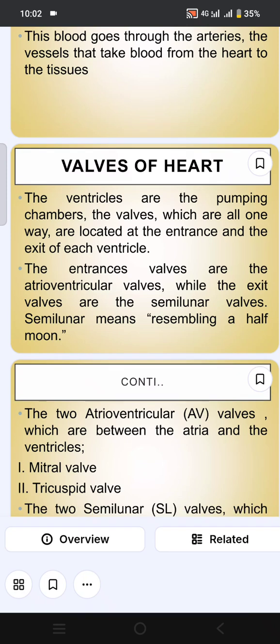Valves of heart. The ventricles are the pumping chambers. The valves, which are all one way, are located at the entrance and the exit of each ventricle. The entrance valves are the atrioventricular valves, while the exit valves are the semilunar valves. Semilunar means resembling a half moon.